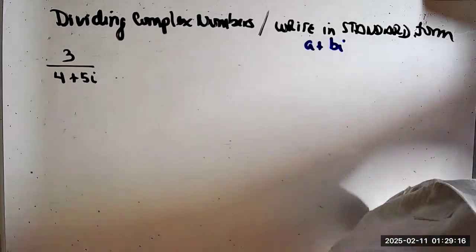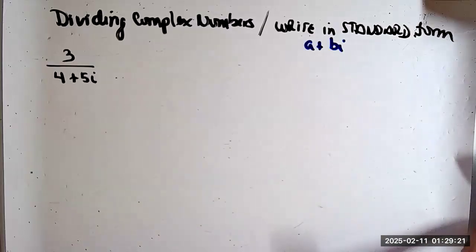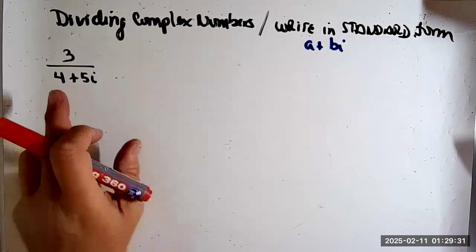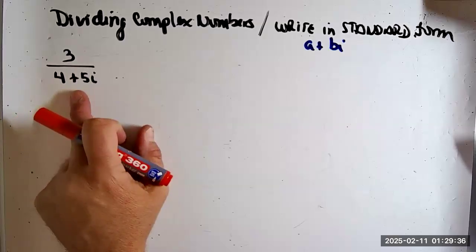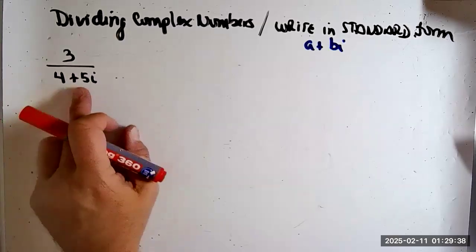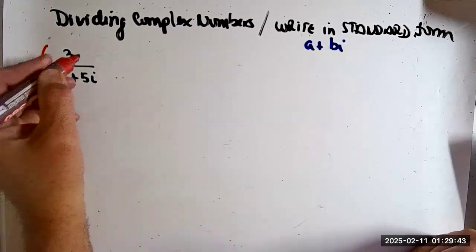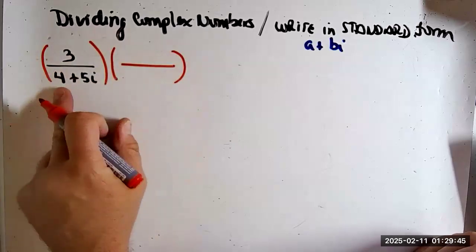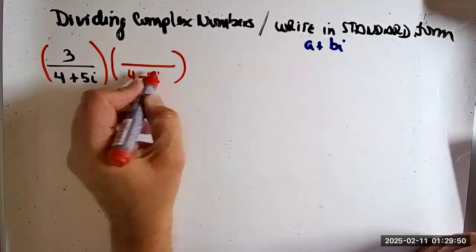So what do we do? What we learned in previous sections, if I multiply conjugates, the complex parts eliminate. And that's exactly what we need to do. If I want to eliminate the i from the denominator, if I were to multiply by its conjugate, of the denominator, the i should eliminate. So as we learned, what is the conjugate of 4 plus 5i? Its conjugate is 4 minus 5i.